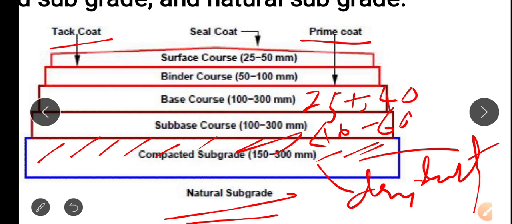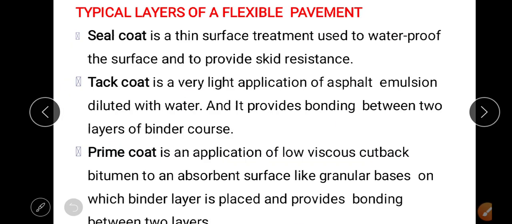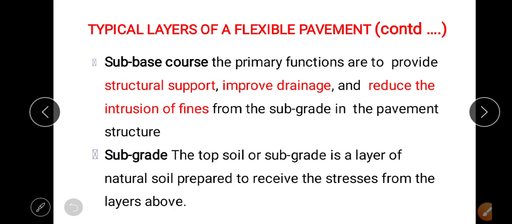Seal coat at the topmost layer, that is surface course. In between binder and the surface, tack coat. In between binder and base course, prime coat. These are provided to get the bondage between these two successive layers, so that the structural action of transfer of load will become more effective. Okay? That's all about what has been printed there. That you yourself write. Typical layers of flexible pavement I have already explained.